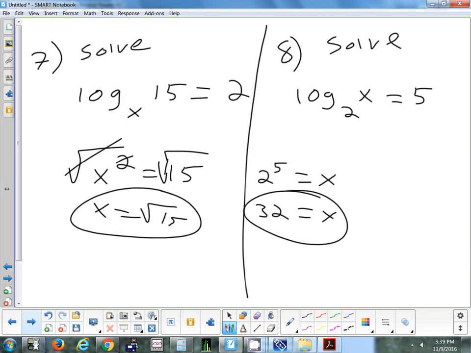So make sure you know how to solve log problems where the variable could be anywhere: on the other side, the argument, or the base. Okay, any questions on that? Okay, and I think that pretty much covers everything that's on there.